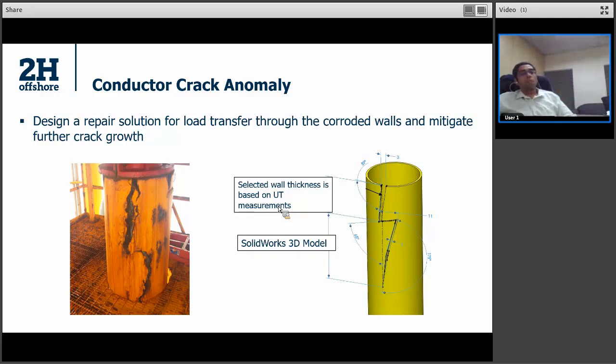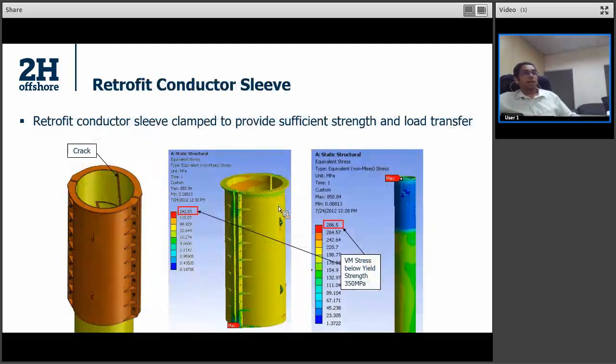The only solution that was mulled at that time was to do a PNA on this. But even to do a PNA and to mount the surface equipment and be able to take on the bullheading loads that will go onto the conductor, the conductor needs to be strengthened adequately to be able to take on these loads. So what we performed is to model and simulate that particular crack. We captured the exact dimensions of this conductor crack through appropriate measurement and inspection, simulated that in a 3D model, ran it through a finite element method.